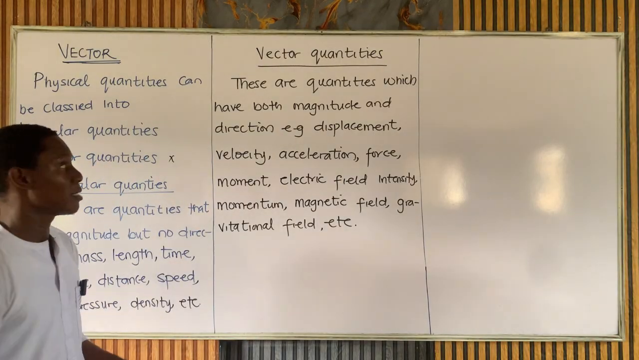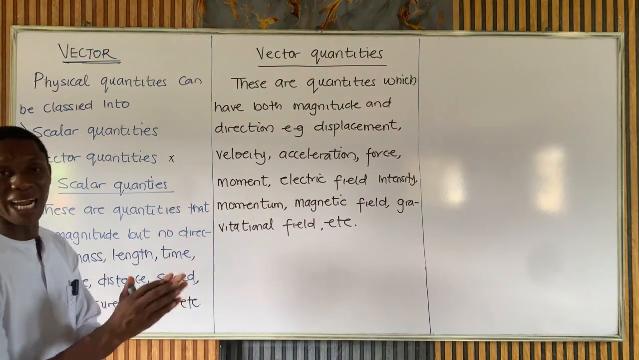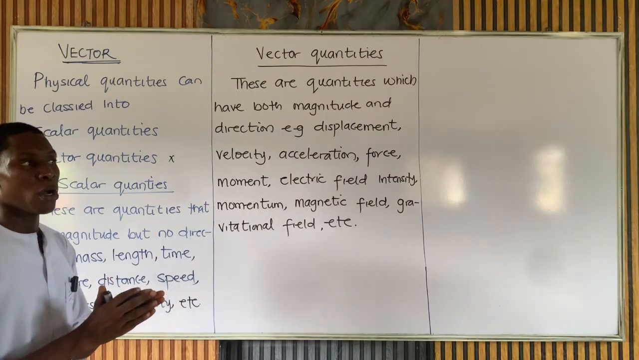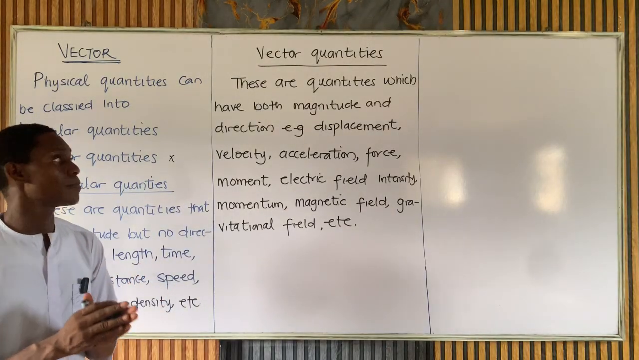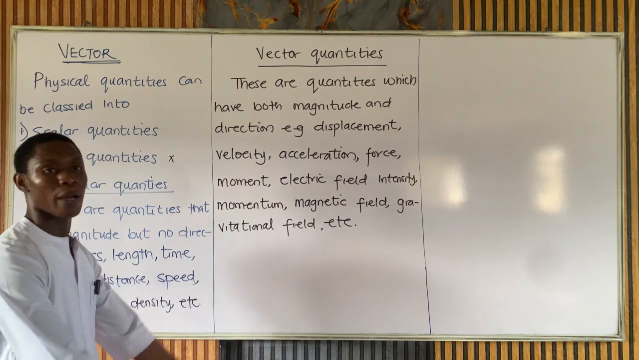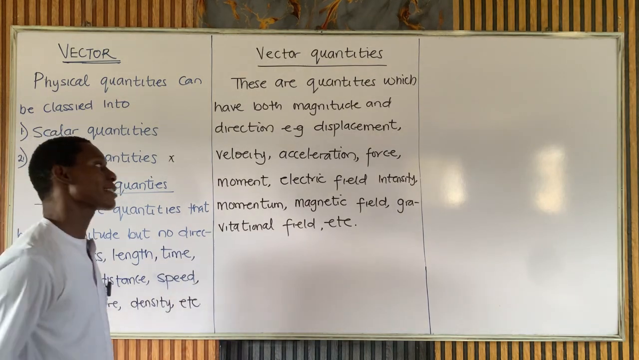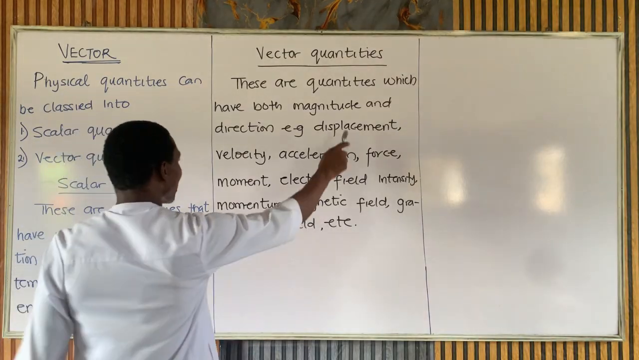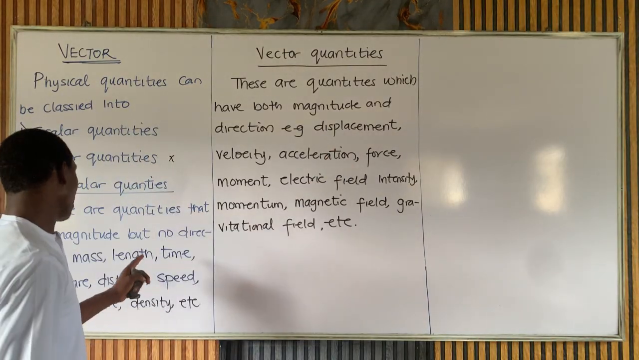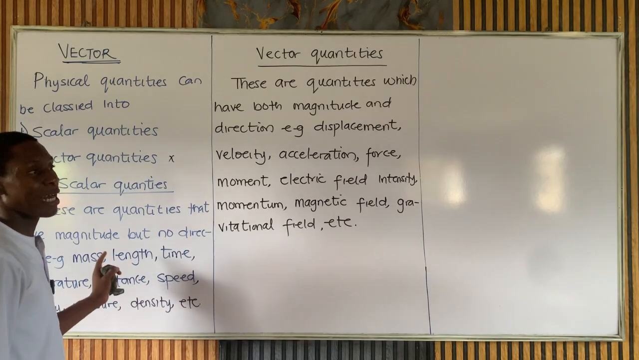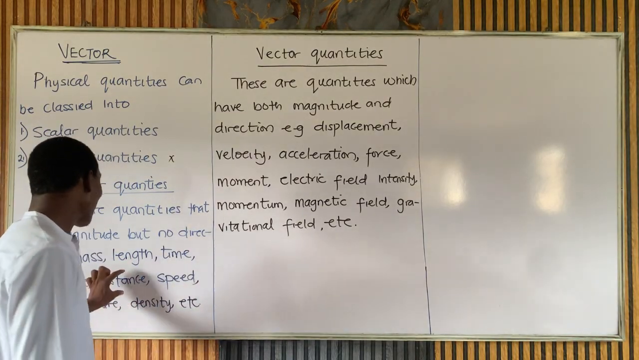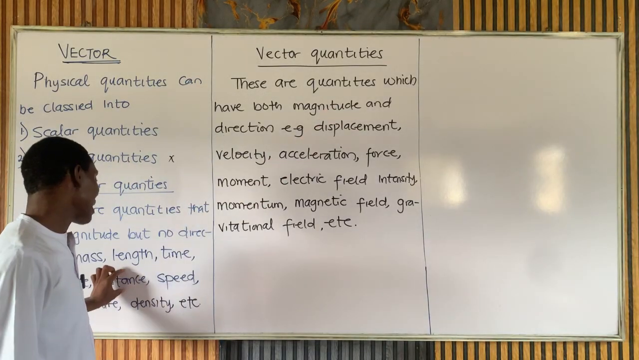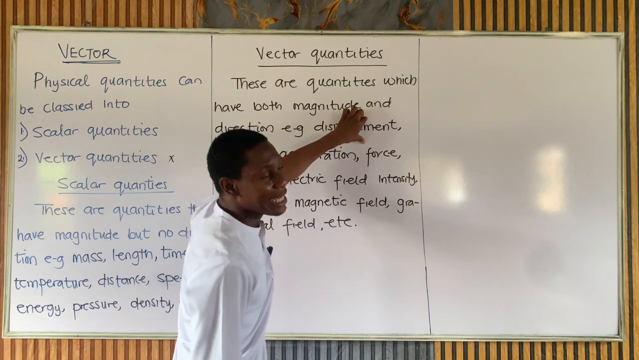So what are vector quantities? These are quantities which have both magnitude and direction. While scalar has only magnitude, it doesn't have direction. But vector quantities have both magnitude and direction. An example is displacement. One thing I want to take note of here is that displacement is kind of synonymous to distance in scalar. The difference is that while distance has only magnitude, displacement has both magnitude and direction.